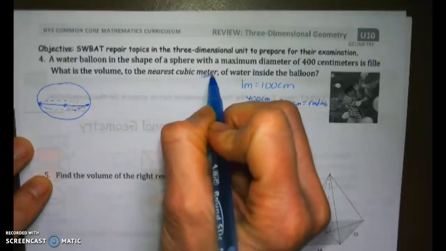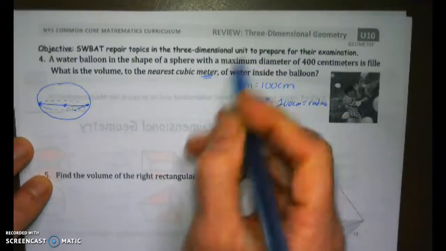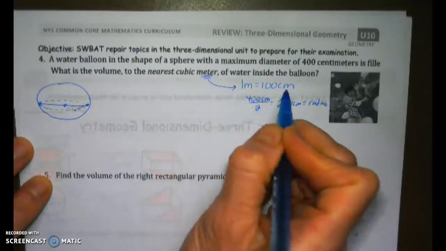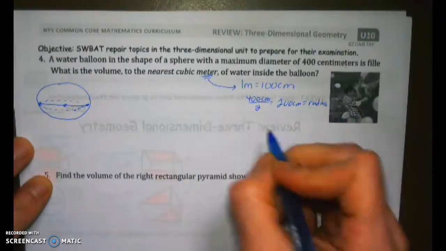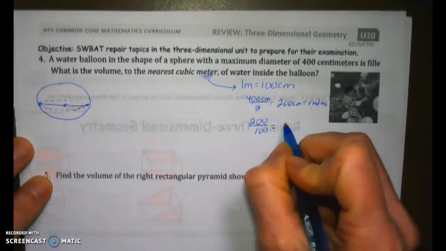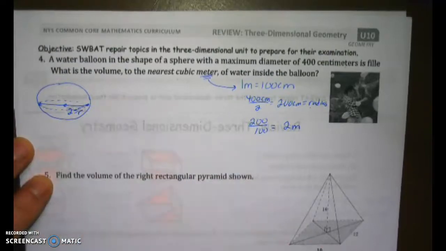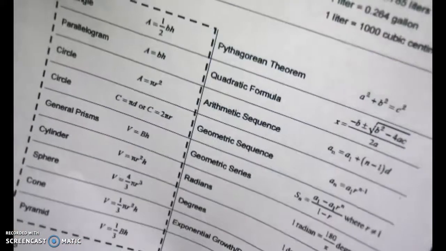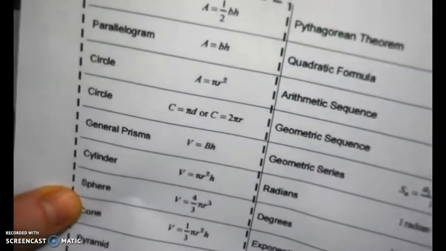Now here's the other issue. They gave us the unit of centimeters, but we need meters. If you remember, 1 meter is 100 centimeters. So to find the radius in meters, we're going to take 200 divided by 100, and that's going to give you 2 meters. So the radius is 2 meters. And then if you go to your formula page, the volume of a sphere is 4/3 pi r cubed.